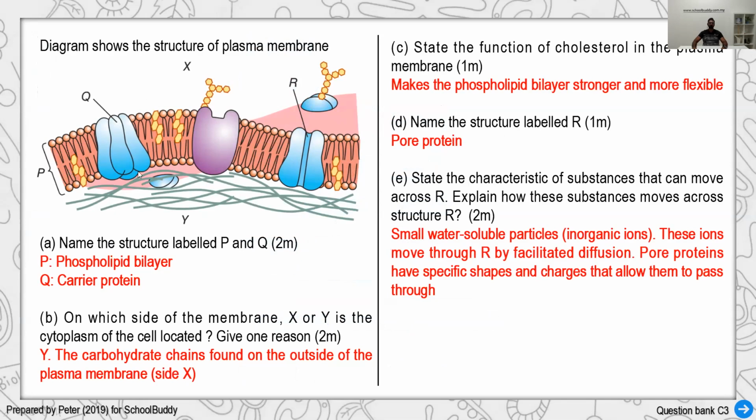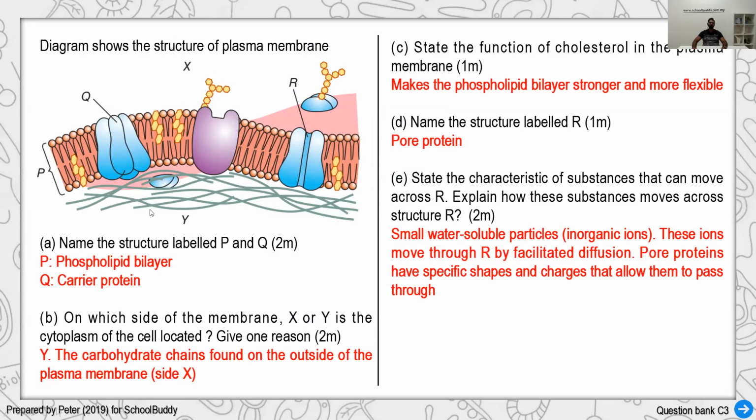What do we have at Q here? We can see this is a carrier protein because it has a shape and there's no pore, compared to R, where we can clearly see a pore. In which side of the membrane, X or Y, is the cytoplasm located? In this example, we can clearly see X is the outside of the cell because we have some carbohydrate attached to the protein. This carbohydrate, like a chain, can give some structural flexibility and support. When we see the carbohydrate branching outside, X obviously is outside.